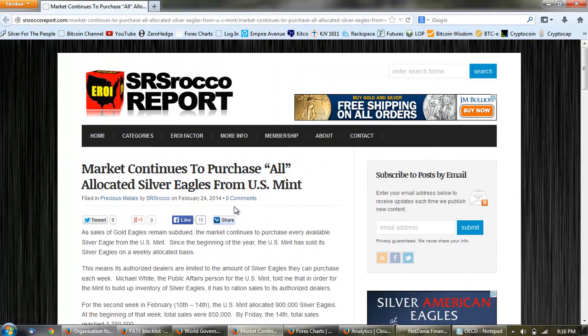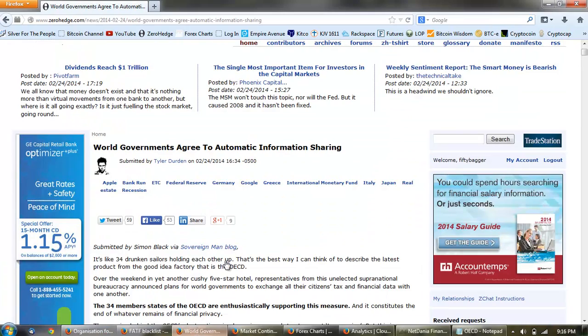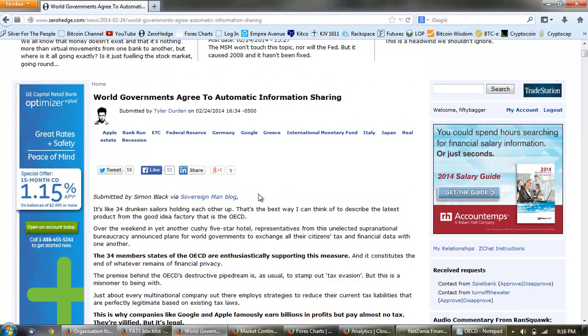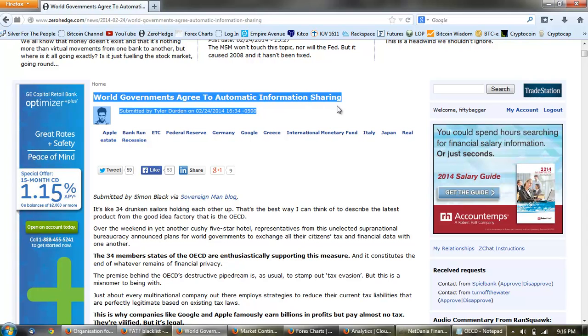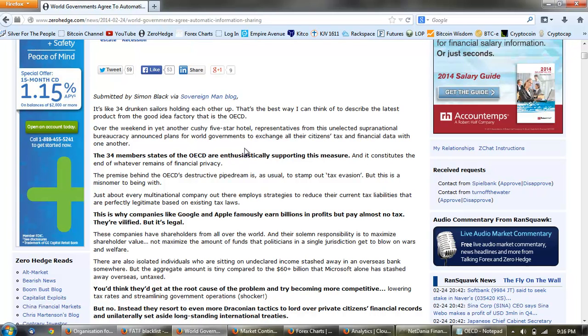Now, time is definitely running short. Let me show you how short the time is getting. This is an article from Zero Hedge. It just came out today. World governments agree to automatic information sharing. And it's from Simon Black of the Sovereign Man blog. It's like 34 drunken sailors holding each other up. That's the best way I can think of to describe the latest product from the Good Idea Factory, that is the OECD.